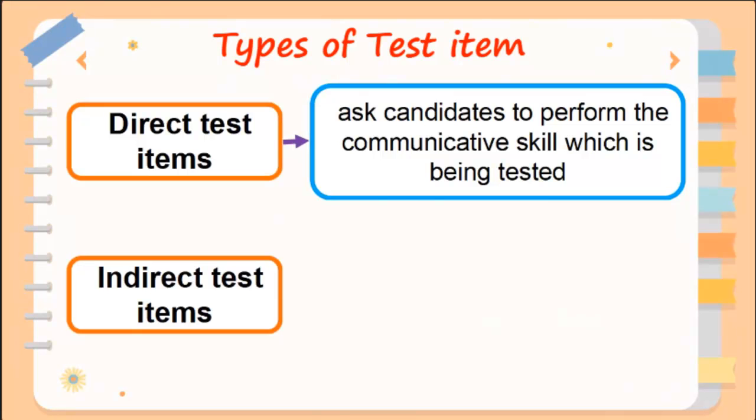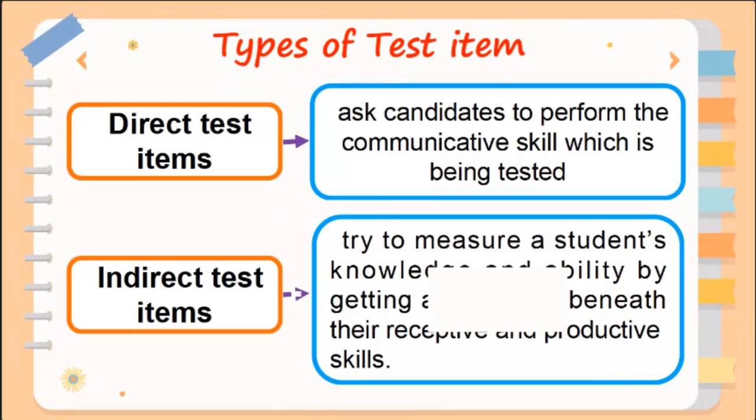But indirect test items try to measure the student's knowledge and ability by getting at what lies beneath their receptive and productive skill. For example, grammar translation items, transformation or paraphrase, or sentence reordering, to test the underlying ability of the student.